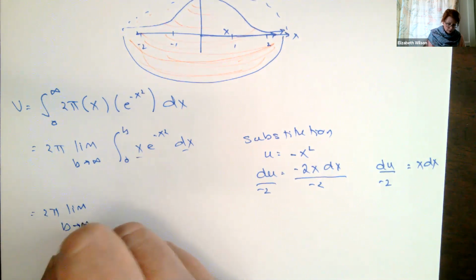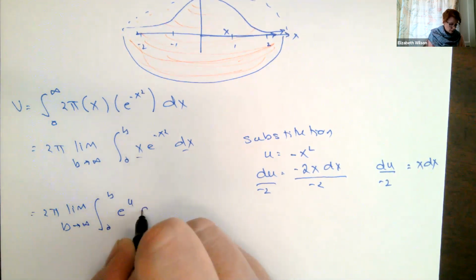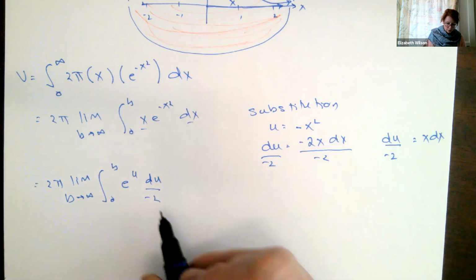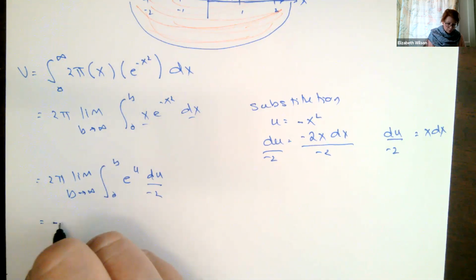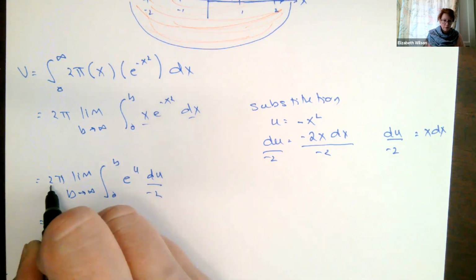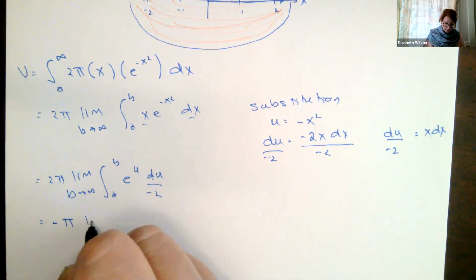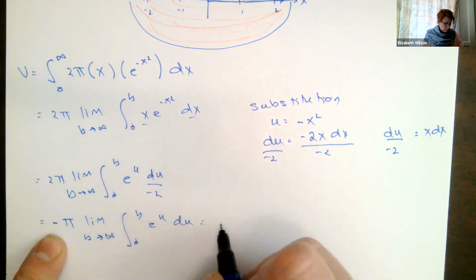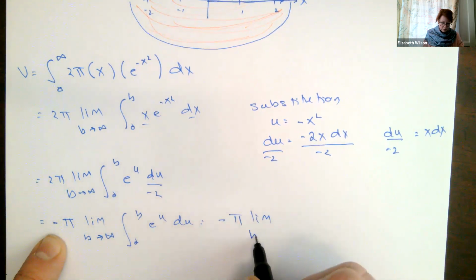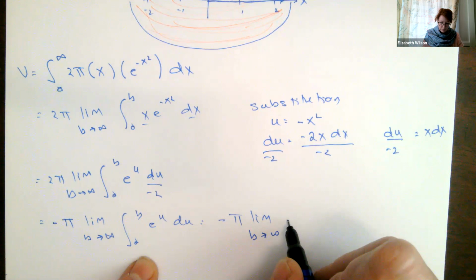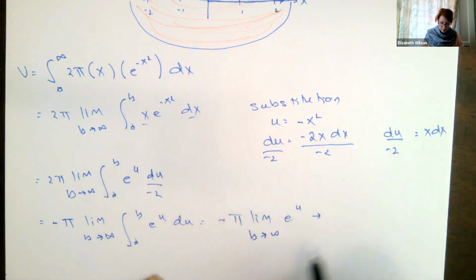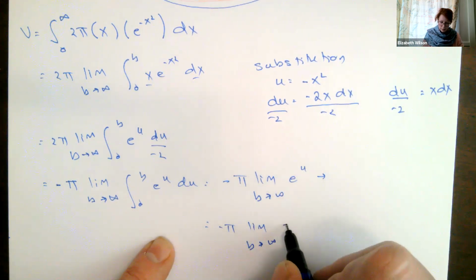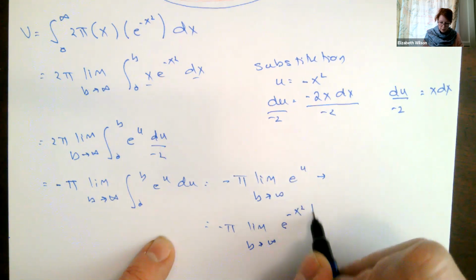b goes to infinity, 0 to b, e to the u, du, all over minus 2. So I can take out the minus 2. This looks like it's going to become minus pi, right? Because the minus 2 and the positive 2 becomes minus 1. Limit b goes to infinity, 0 to b, e to the u, du. So when we integrate this, we're going to get minus pi limit, e to the u, and I'm going to substitute back minus pi limit b goes to infinity, e to the minus x squared, evaluated from 0 to b.